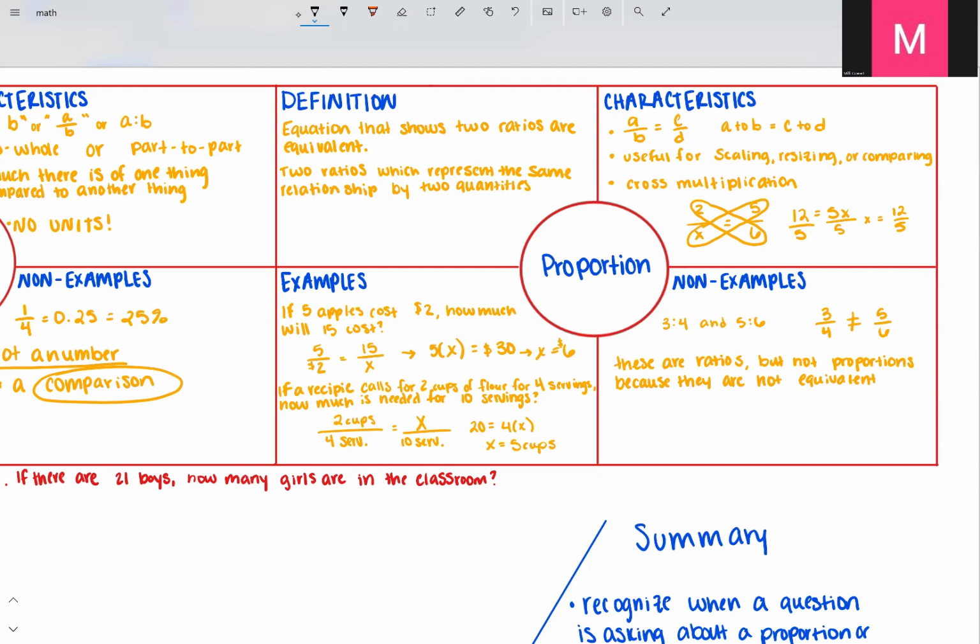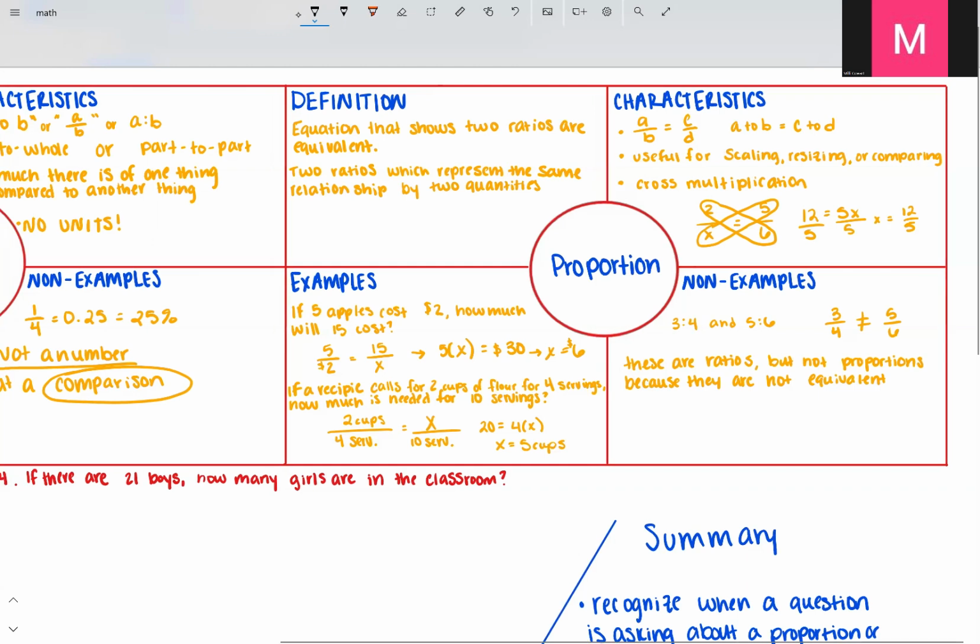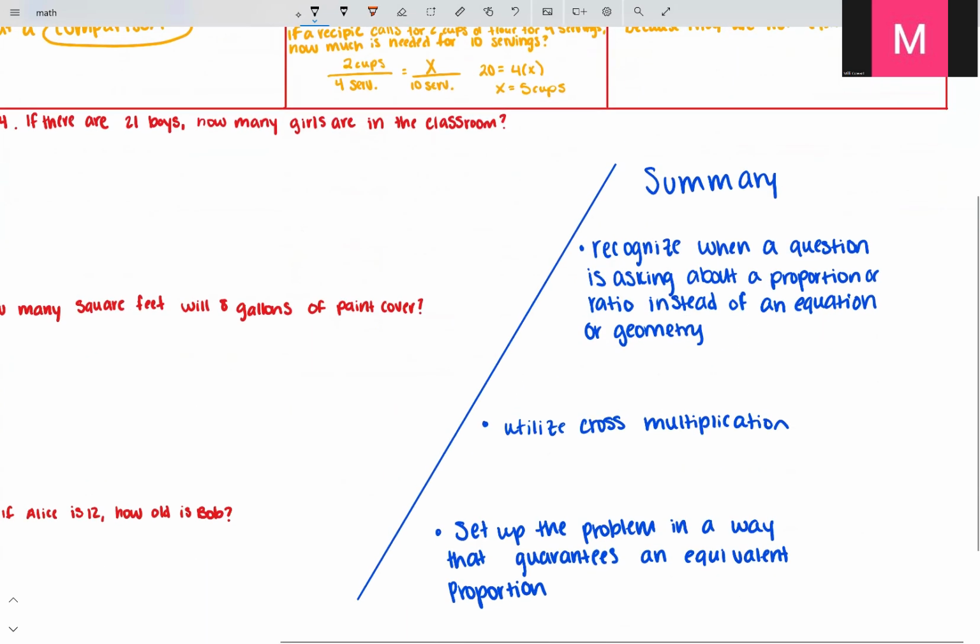And a non-example is this. So 3 over 4 and 5 over 6. So these, if we put them in fraction form, they're not equivalent. They're ratios, but they're not proportions because they are not equivalent. Okay, so we want to recognize when a question is asking about a proportion or ratio instead of an equation or geometry. And that'll be clear once we get to our examples.